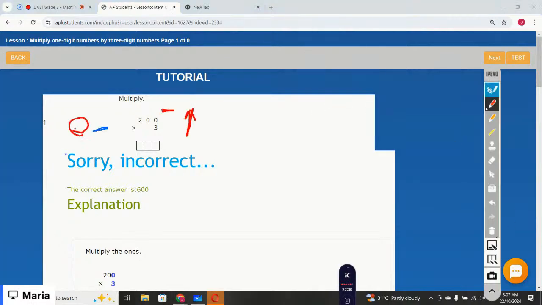So when we have the numbers with zeros, you only multiply the numbers that are without zero, like non-zero numbers. So you have to do 3 times 2, that is 6. You have two zeros here, so add them here, that makes it 600, right? 200 times 3 is 600. The correct option is 600.